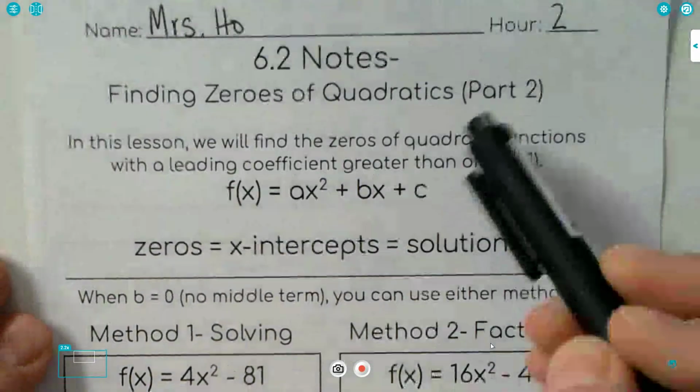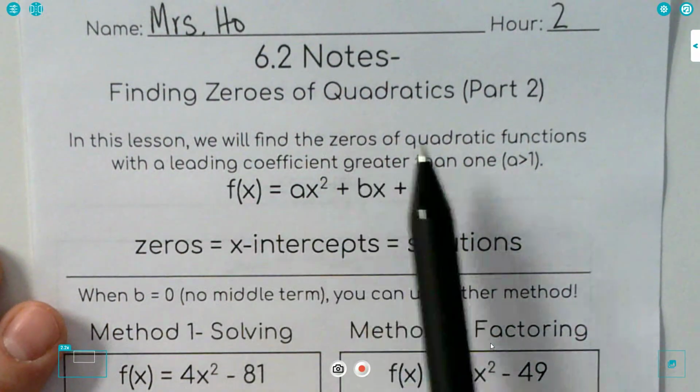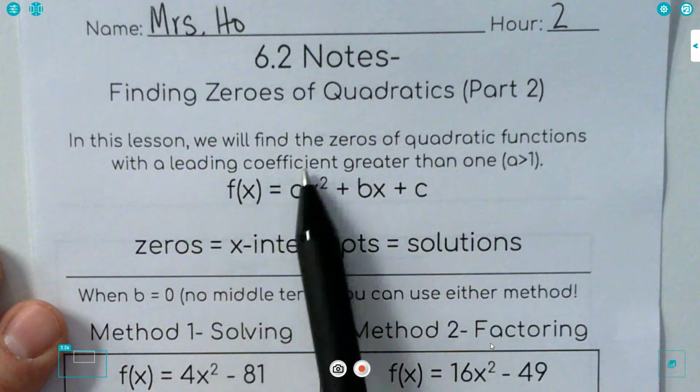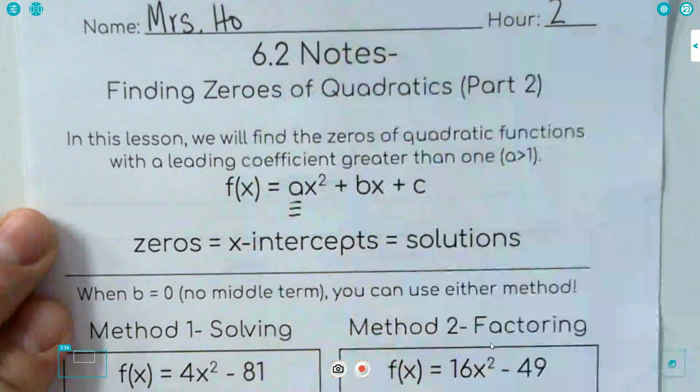Okay, so today is part 2 of finding zeros. In this lesson, we will find the zeros of a quadratic function with a leading coefficient greater than 1. So today, a is greater than 1. So if you look at our examples, we have a number there.